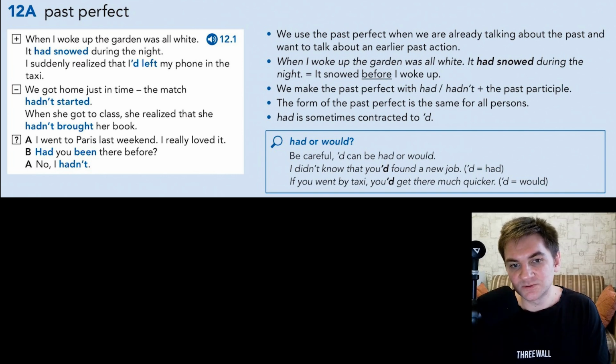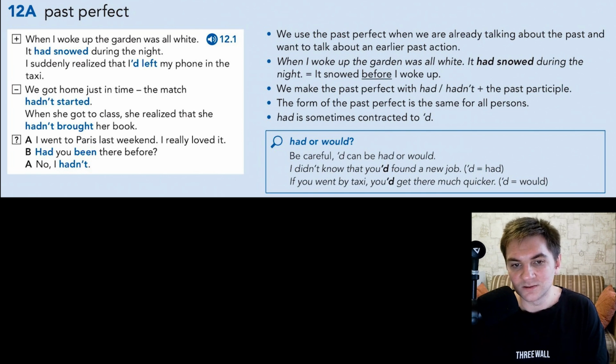Let's read these rules. We use the past perfect when we are already talking about the past and want to talk about an earlier past action. It's like what happened first or before. When I woke up, the garden was all white. It had snowed during the night, so it snowed before I woke up. It was the first action in this sequence.